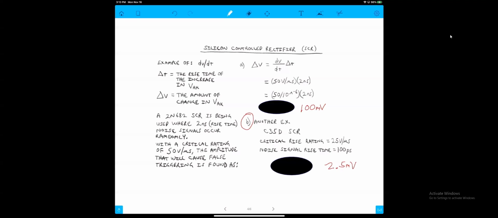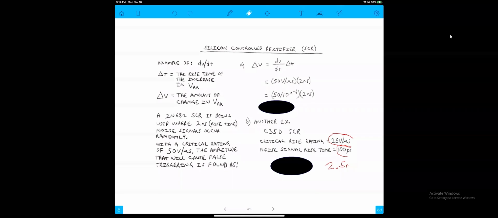So basically what happened is we changed our critical rise time. On this one it was 100 picoseconds, and on the previous one it was 2 nanoseconds. And here we have 25 volts per microsecond, and up there we had 50 volts per microsecond. That's all we changed, those two values. Any questions on this? You will need to know how to do this, I'm telling you right now.